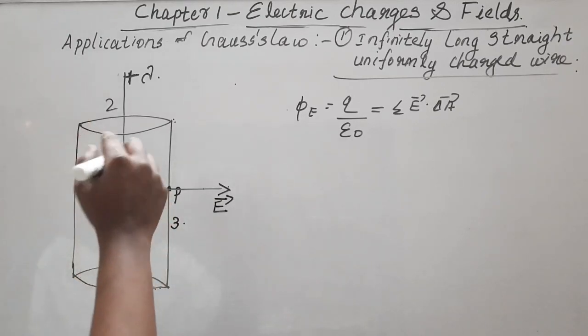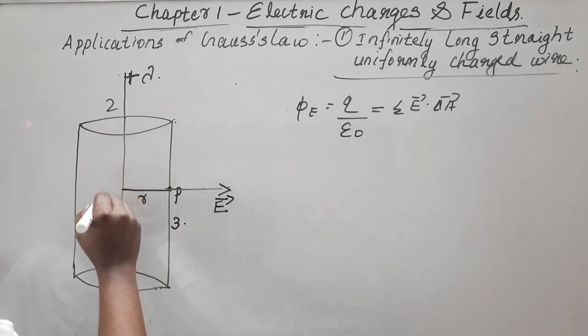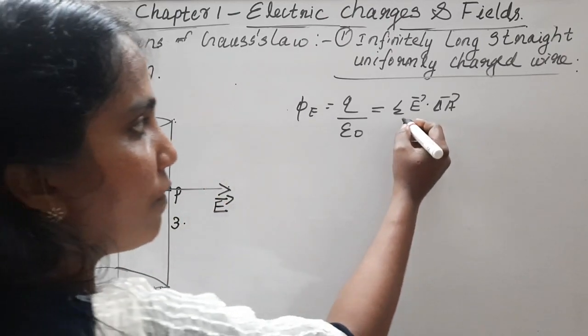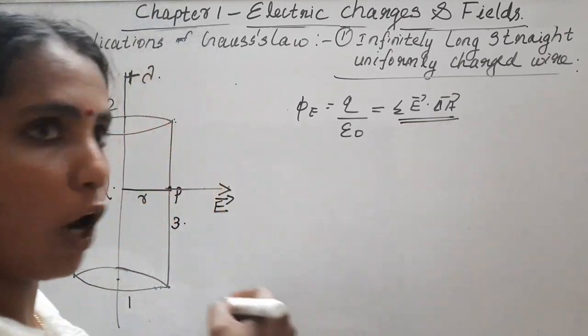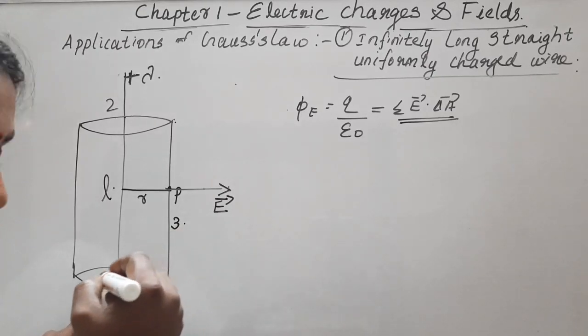Okay, now here the height of the cylinder, that means this much length, we assume to be L. Now let's apply Gauss's law. So first we will find this part. What is the total flux? First we will apply it to surface 1.